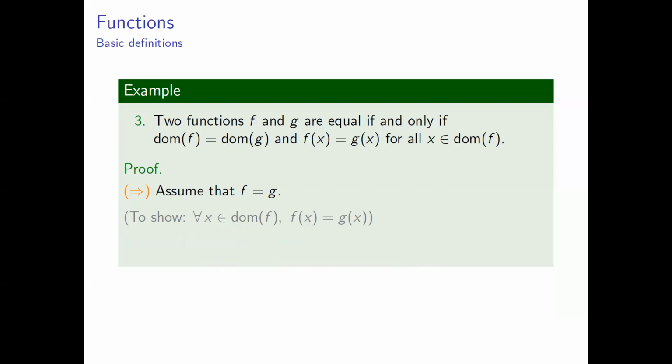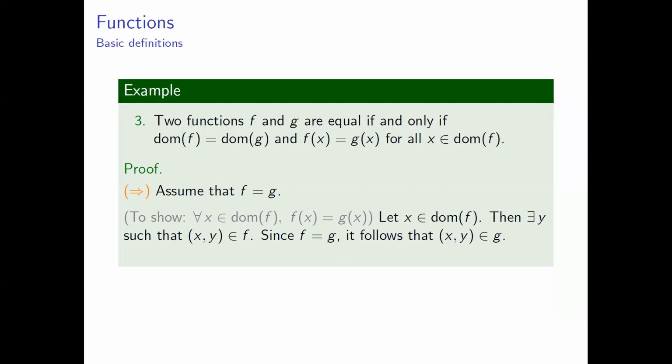Next, we show that for any object x in the domain of f, f(x) equals g(x). Let x be an element of the domain of f. Then there is an object y such that the ordered pair (x, y) is an element of f. Since f equals g, it follows that (x, y) is an element of g. So y equals f(x) and y equals g(x). Therefore, f(x) is indeed equal to g(x).